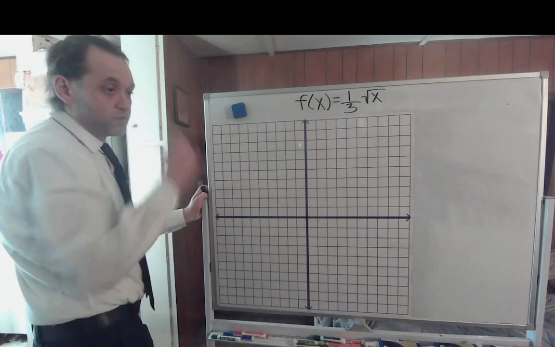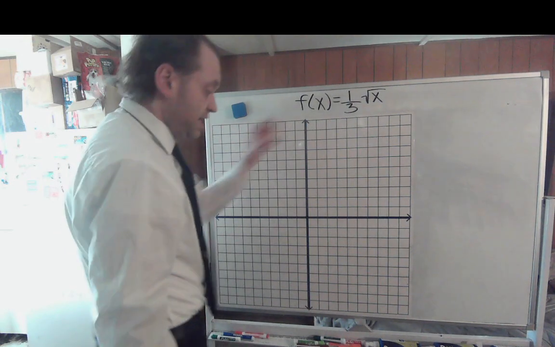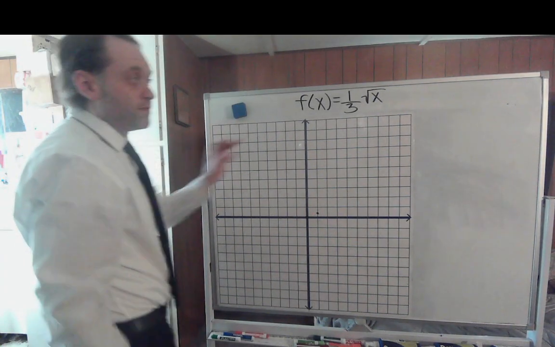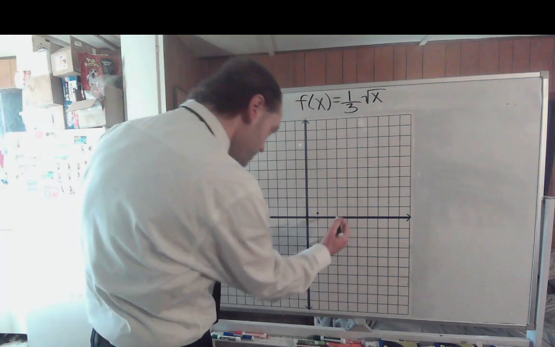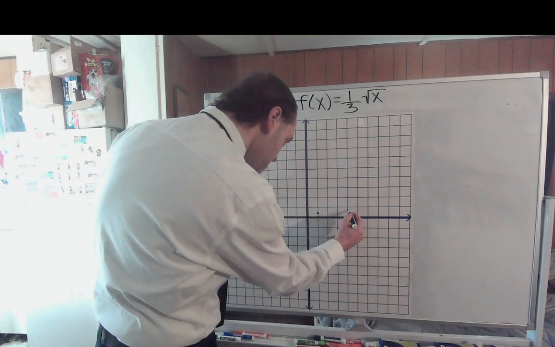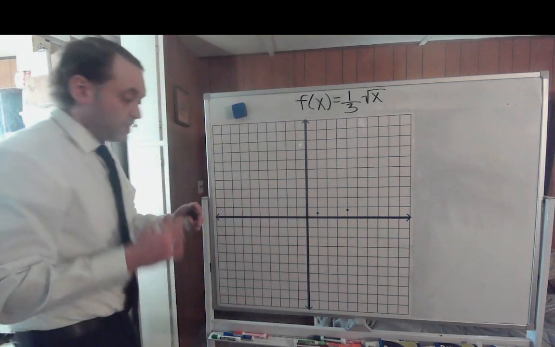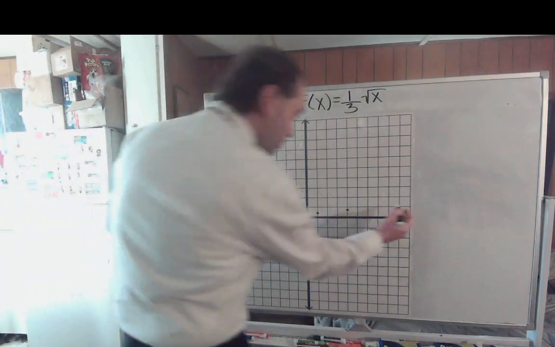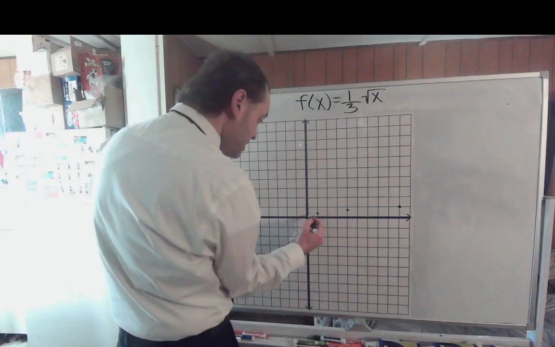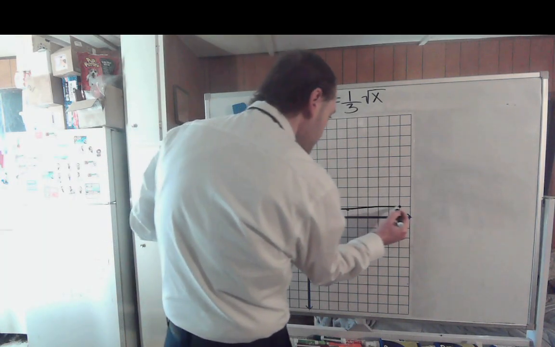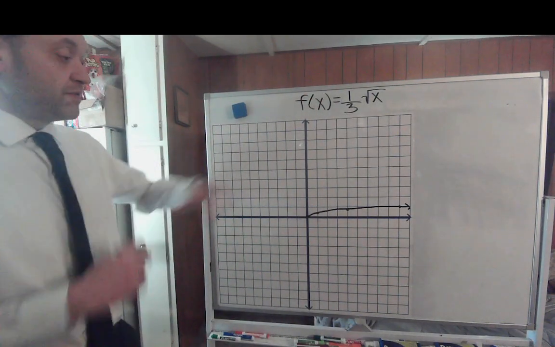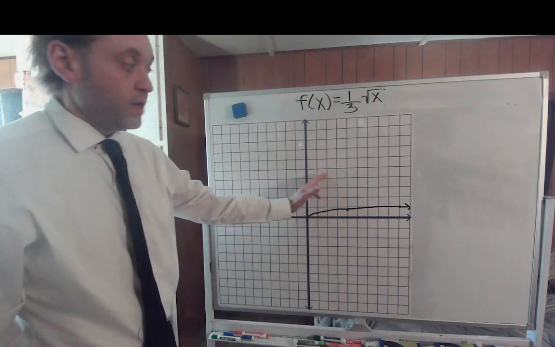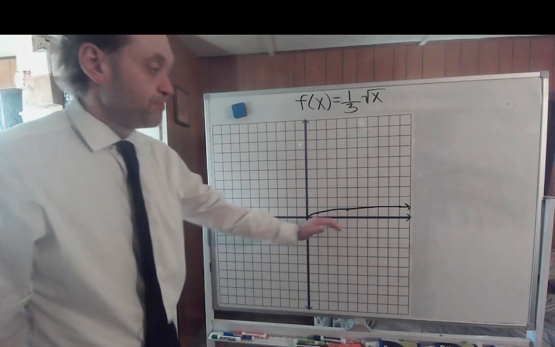But what about when x is 1? Well, the square root of 1, of course, is 1, times 1/3 would put you about right there. How about the square root of 4? Well, that's 2 times 1/3, which would put you at 2/3, right about there. Then what's the square root of 9? When x is 9, that's 3 times 1/3, which will put you at 1. So there's roughly what the graph of f of x equals 1/3 times the square root of x looks like. It vertically shrinks it. It's not quite as tall as the normal square root of x.